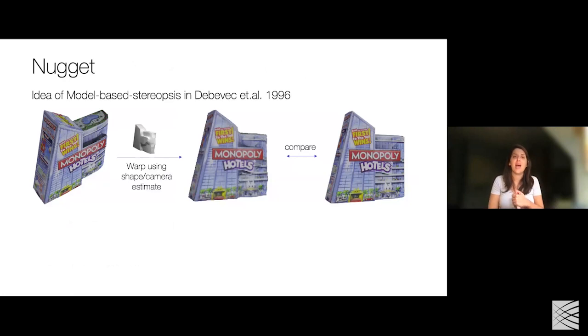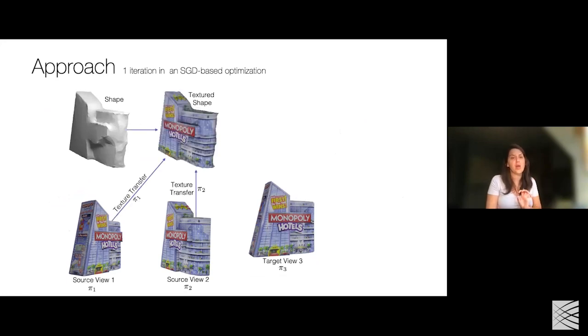And the idea here is actually pretty simple. It follows from the idea of traditional model-based stereopsis, a popular idea from 1996 that allows you to reconstruct 3D scenes, but we're going to do this with modern tools of differentiable rendering. The idea behind this is that you have a shape estimate, you warp it under camera view, and then you compare it to your views. So assume that you have 3 views of an object. You're going to treat 2 views as your source views and the 3rd view as your target view.